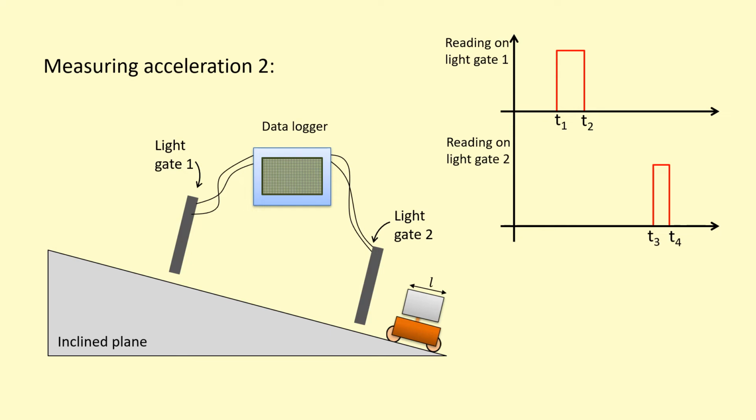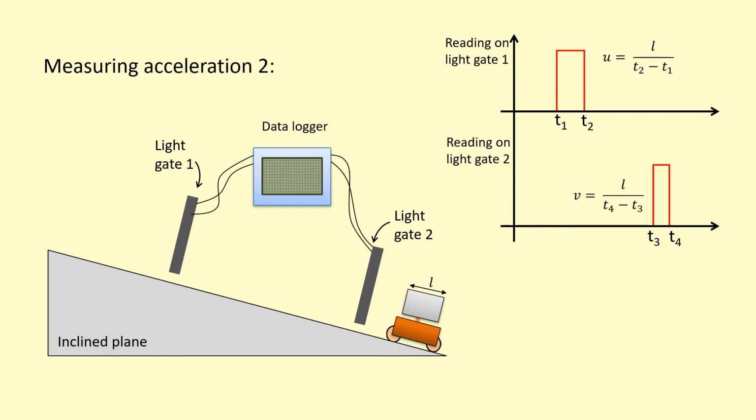Here I can use this data to find the acceleration. One of the first things I would do is measure the length of the card before I even start the practical. If I want to find the time between T1 and T2, that's when it went through the first light gate, when the beam was being intercepted in the first light gate. So I can find the initial speed by doing the length of the card divided by T2 minus T1, because that's the time it took to travel through light gate 1. If I do this again for T4 and T3, I'll get the final velocity at light gate 2.